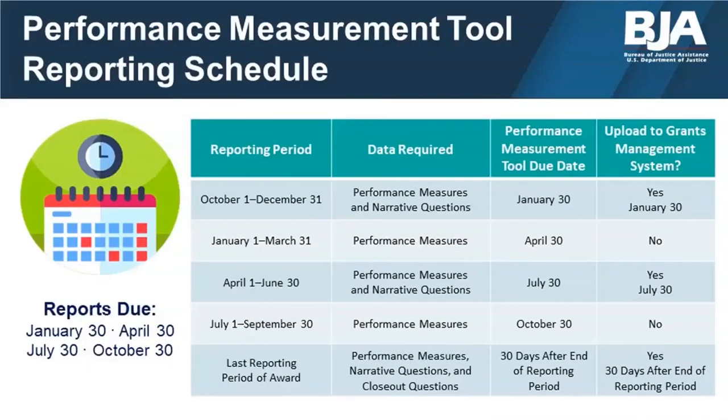This table outlines the types of data you'll be reporting each reporting period, when your reports are due in the PMT, and whether you also need to upload your reports to GMS. As you can see from the alternating values under the second column, you'll only report on the narrative questions in January, July, and during your last reporting period of grant activity, regardless of where that falls on the schedule.